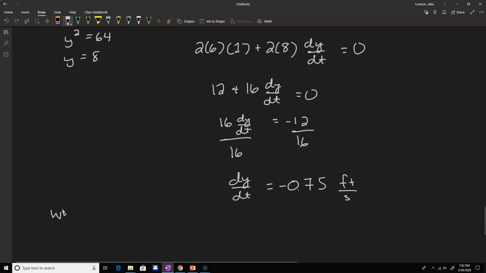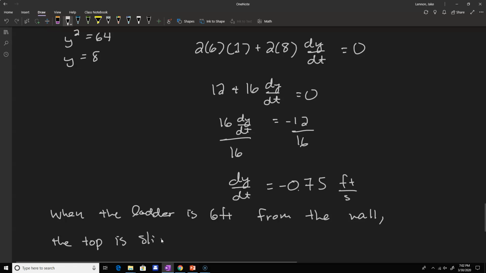So when the ladder is 6 feet from the wall, the top is sliding down at a rate of 0.75 feet per second. So we have found the desired related rate.